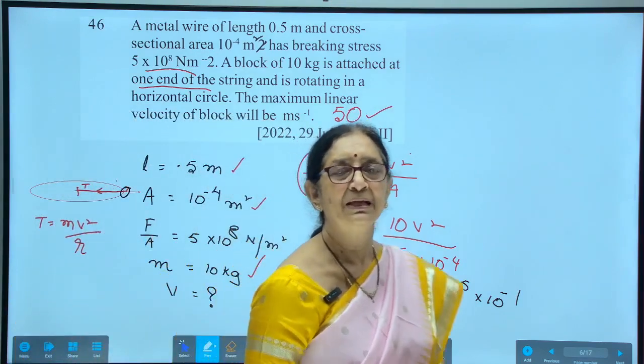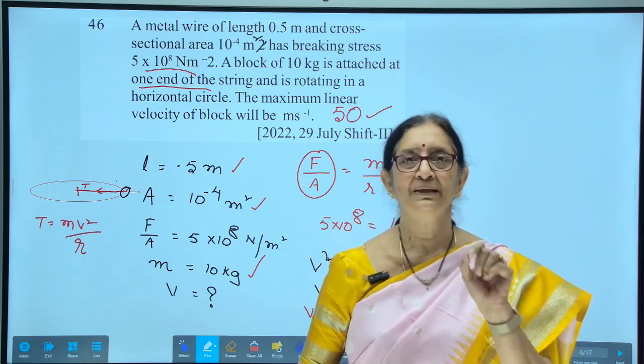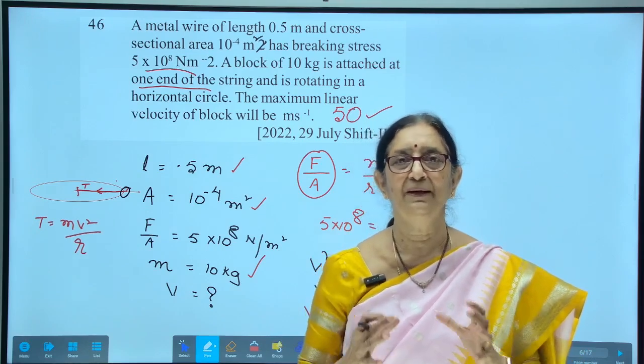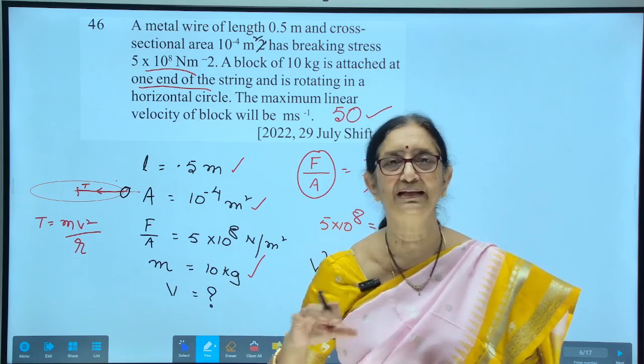Is it okay? So when a stone tied to a string is whirled in a horizontal circle, the tension in the string is created by the centrifugal force. So here breaking stress is the maximum permissible force per unit area of cross section.